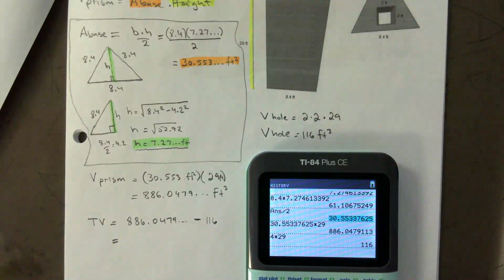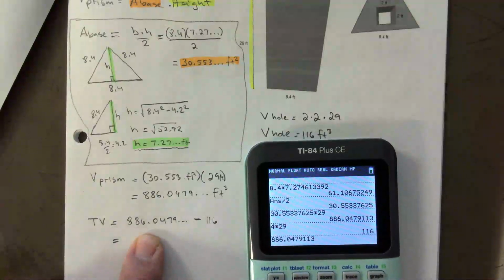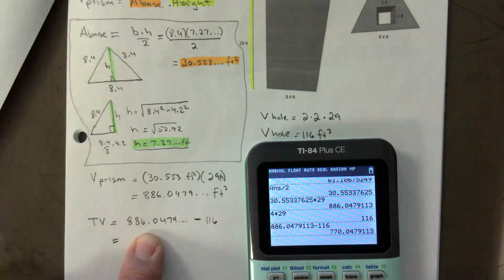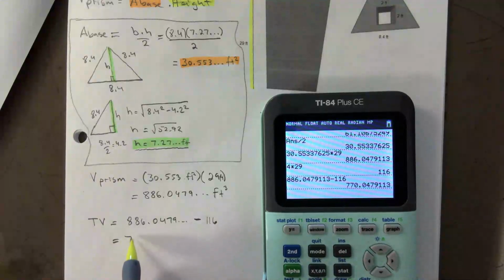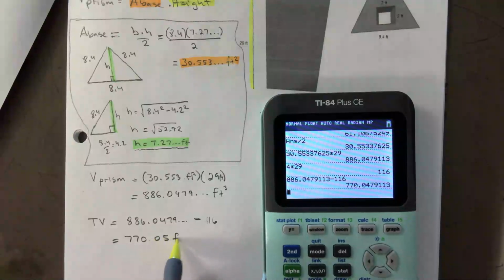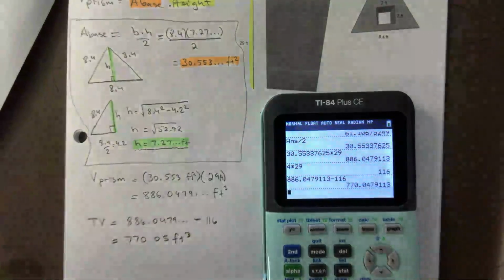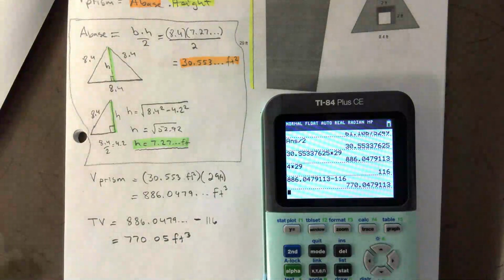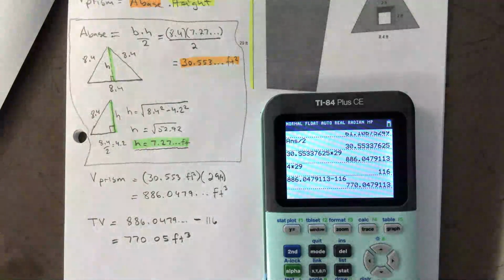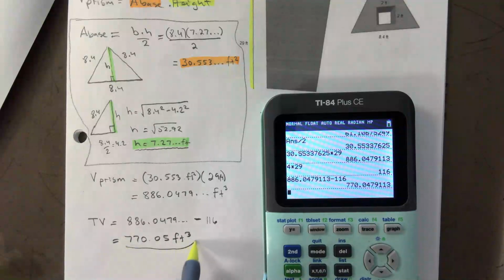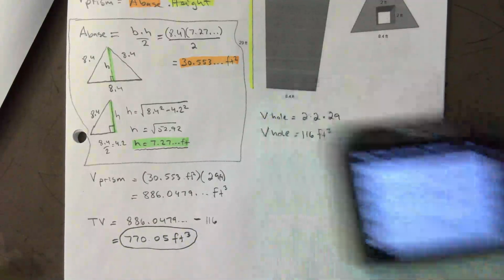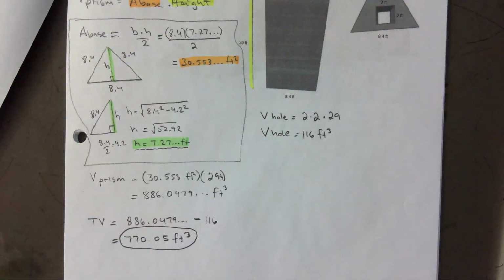So I'm going to go find the 886 minus 116, and there it is, 770.05 cubic feet. Hey, it matches my key. That's always a good thing. So that would be your total volume here that remains, right?